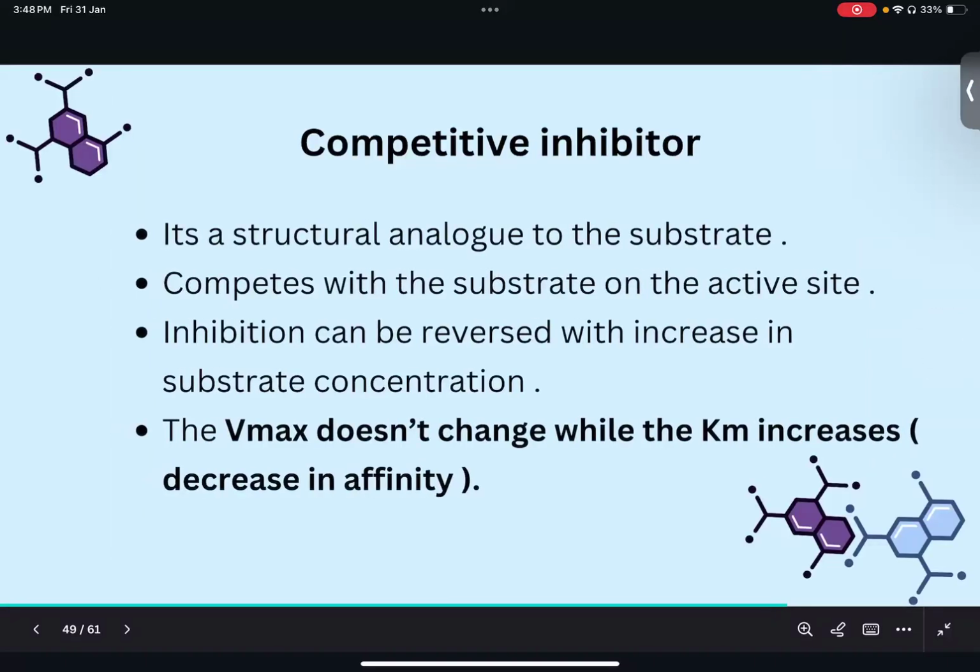Competitive inhibitor, as we said, is a structural analog to the substrate. So it competes with the substrate on the active site, and we can remove the inhibition by increasing the substrate concentration, okay. The Vmax does not change while the Km increases. Vmax does not change because we can reverse the inhibition by increasing the substrate.